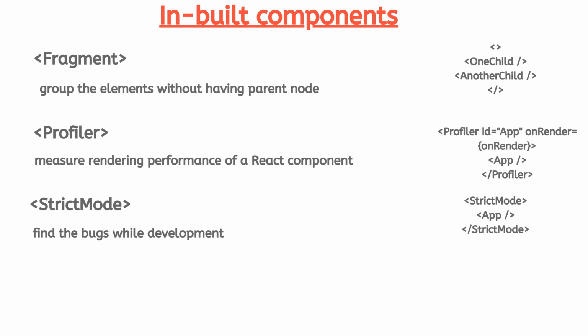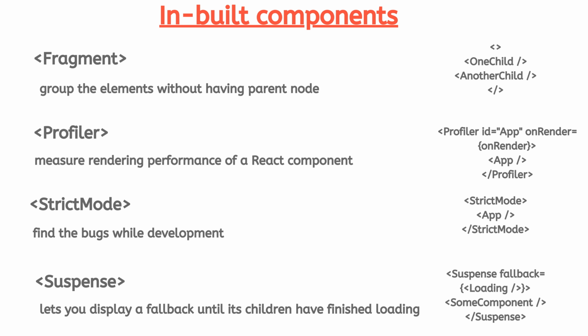So then the last one is Suspense. It will let you display a fallback until its children have finished loading. That means if there is a scenario where you want to make a backend API call, fetch the data and show it on the page, this might take a few seconds.